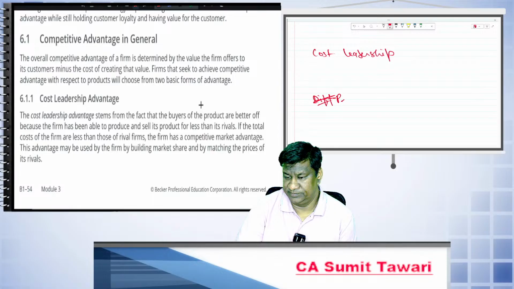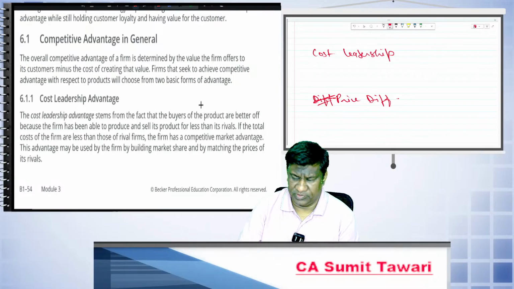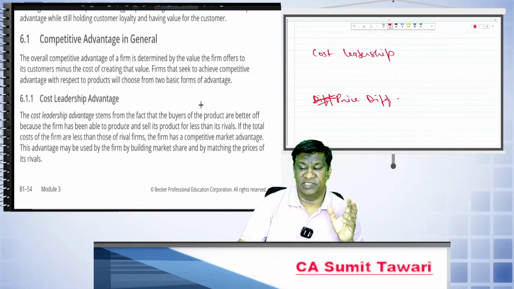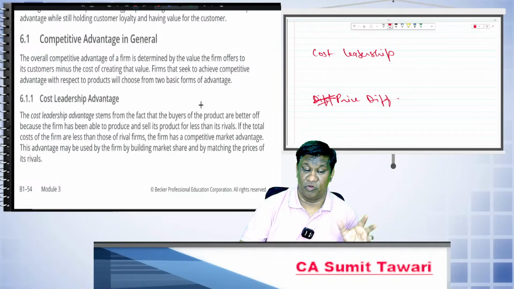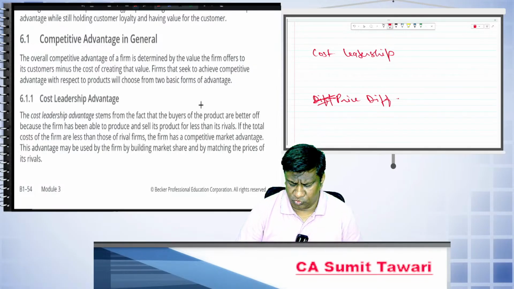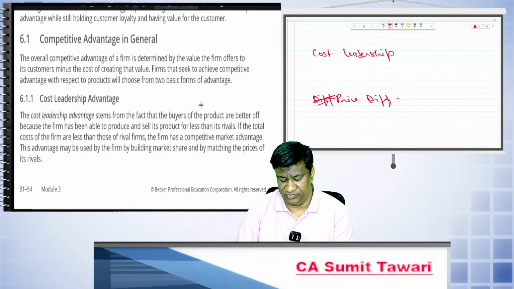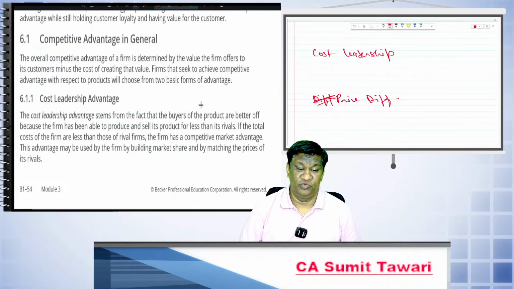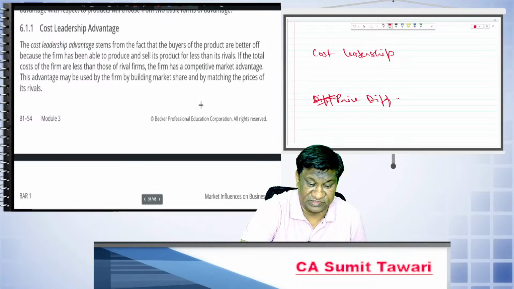Price difference. Either the businessman can earn by keeping costs at a lower level and gain or sustain the market competition, or he can offer something different which no other competitor can offer. These are the only two ways to manage the competition. Now, where can you use the cost leadership advantage, for which kind of product?